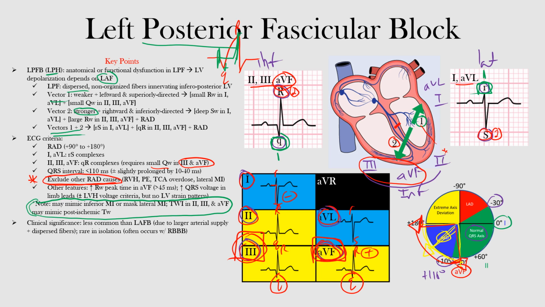In 1 and AVL, those lateral leads, we'll see those RS complexes as we showed here. And in the inferior leads, 2, 3, and AVF, we'll see those QR complexes. And remember, we want to see those small Q waves in leads 3 and AVF to make this diagnosis. There are also a number of other features that we mentioned here, and the QRS interval should be normal. It may be slightly prolonged because of this conduction delay, but otherwise it should be fine.